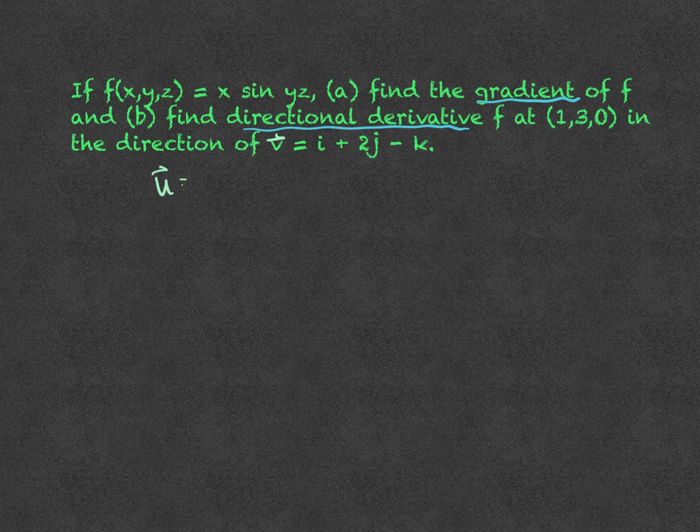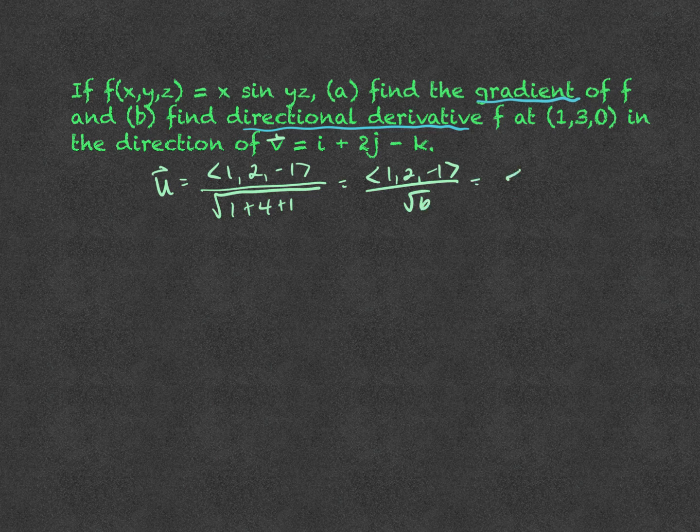So let's say that u is equal to v, which is 1, 2, negative 1 over the square root of 1 plus 4 plus 1. So we have 1, 2, negative 1 over the square root of 6. So let's rewrite it to be 1 over the square root of 6, 2 over the square root of 6, and negative 1 over the square root of 6. We don't rationalize denominators anymore. You're going to keep going with it, so we just kind of keep it and leave it. It's good. Now let's find our partial derivatives.